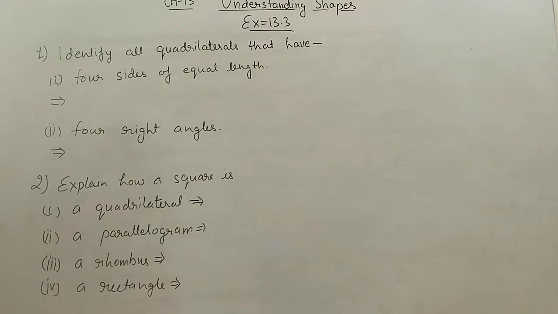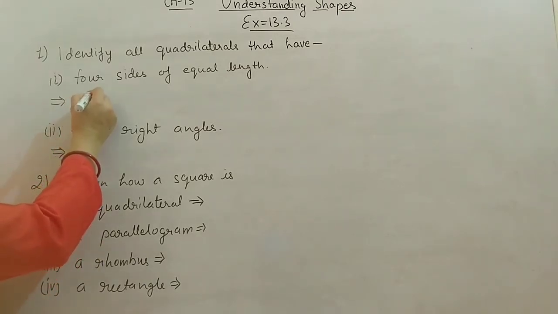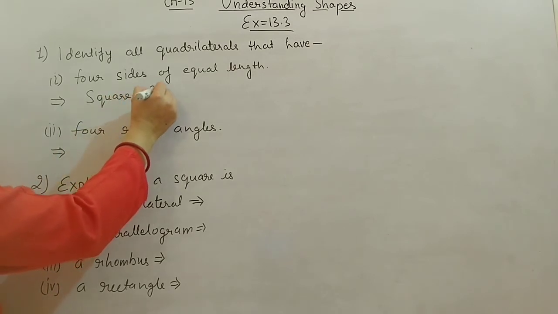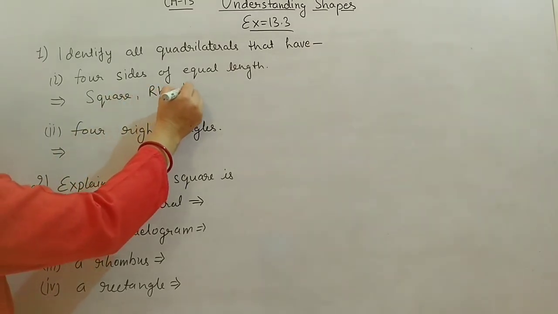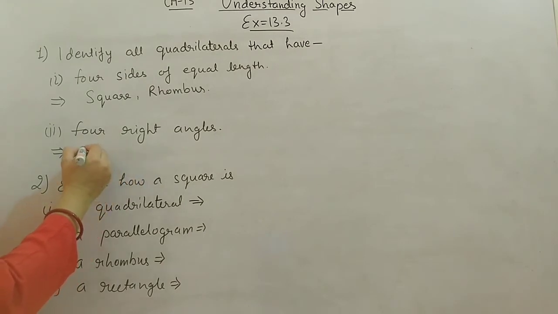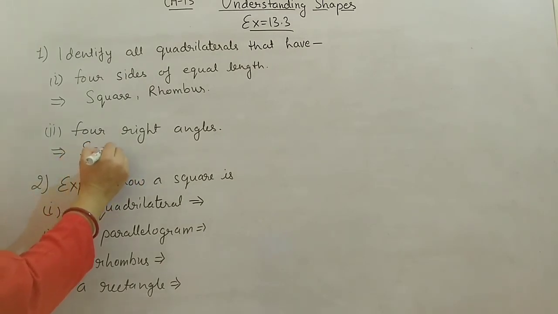Now we will start exercise 13.3. First question: identify all quadrilaterals that have, first one, four sides of equal length. So all four sides are equal for square and another figure is rhombus. So for square and rhombus, all four sides are equal. Second, four right angles. So four right angles, all four interior angles are 90 degrees, for square and rectangle.